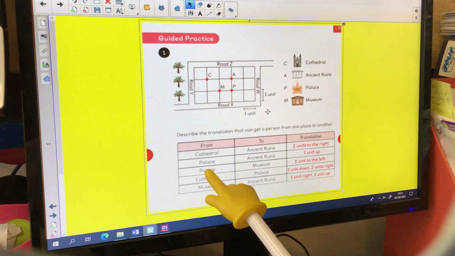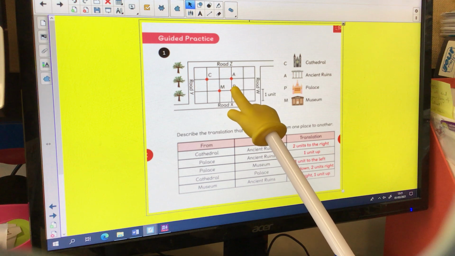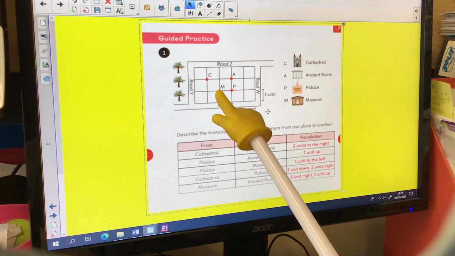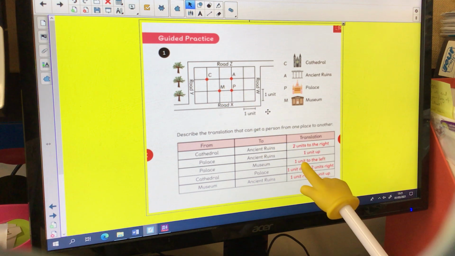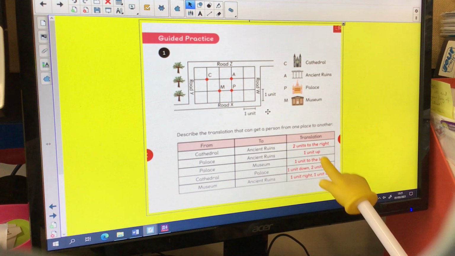This time we're going to go palace to the museum. There's the palace. We've got to go there. So it's 1 unit again. Which way? That's right, 1 unit left.